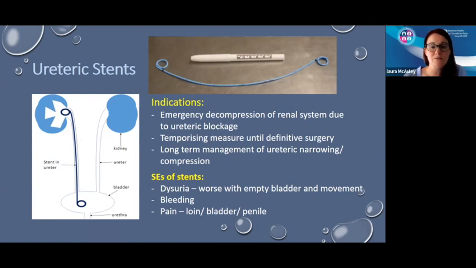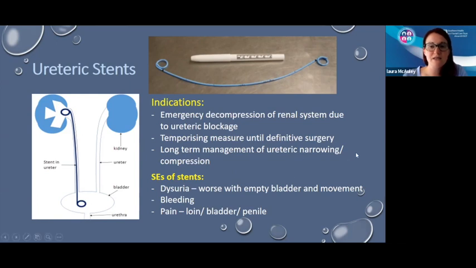Which one you get depends on which hospital you're in, or the skill set, or the indication. If you're in Craigavon site, where we have urologists 24 hours a day, we're likely to put stents in. If you're in the Royal, for example, where you've got radiology 24 hours a day, then they're likely to get a nephrostomy. But ultimately the aim is the same: to decompress the urinary system. It can be a temporizing measure until definitive surgery, or it may be a long-term management for ureteric narrowing or compression, for example, maybe nodal disease where you've got compression of the ureter externally.